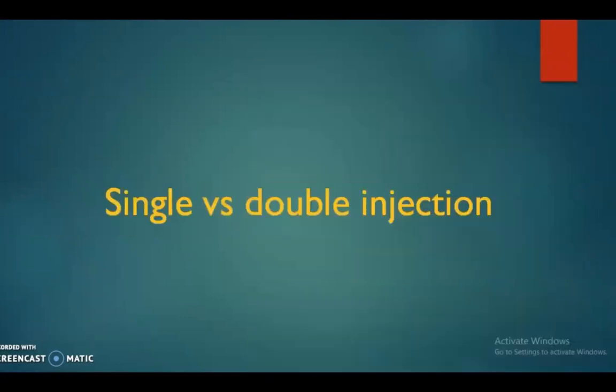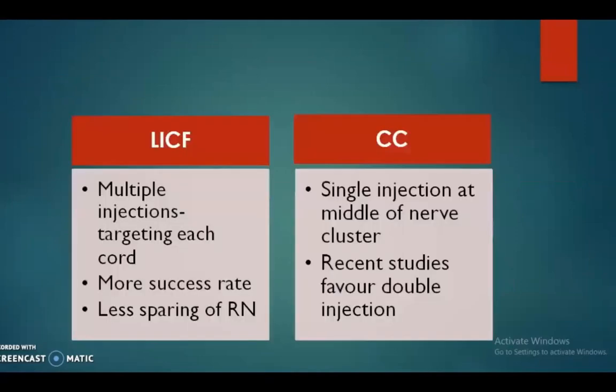Another technical aspect of the block is whether we give it as a single injection or divide the local anesthetic in aliquots and give it as multiple injections. In the lateral infraclavicular fossa, since the cords are all scattered around the axillary artery, each cord has to be targeted separately. Whereas in the costoclavicular approach, a single injection in the middle of the nerve cluster has been shown to cause drug spread to all the three cords. But there are even recent studies that favor double injection even in the costoclavicular approach, because they state that there might be a fascia of connective tissue that compartmentalizes the cords and causes incomplete local anesthetic spread.